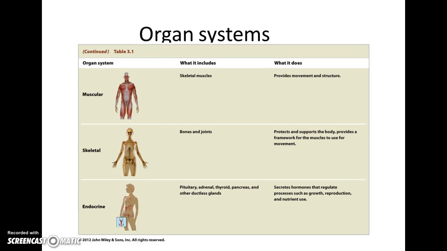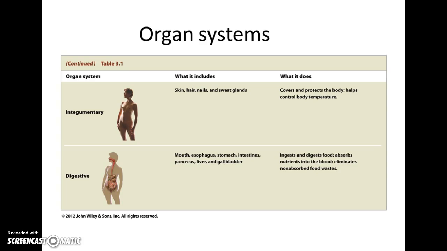Our muscular system, which of course contains lots of protein that provide our structure. Our skeletal system, our endocrine system, which is all our hormones. Our integumentary system, which is our skin, hair, nails, and sweat glands. So this, of course, will help us excrete as well through things like sweat. And then our digestive system, which is what we're going to be covering in a lot of depth today.